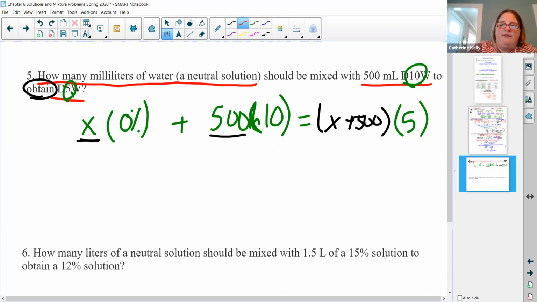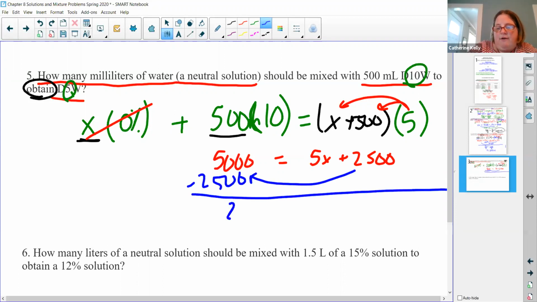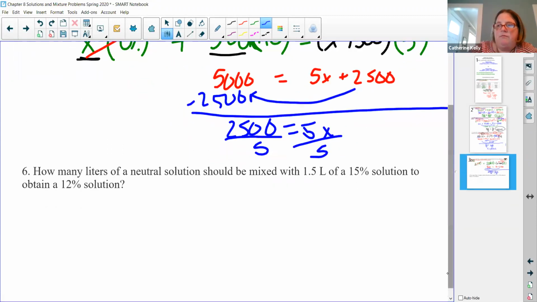And then I can do the math. This cancels because 0 times anything is 0. 500 times that is 5,000. And then if I take my 5 in, I get 5x plus 2,500. And then I'm going to take my 2,500 over. And I get 2,500 equals 5x. And when I divide by 5, I get x equals 500.